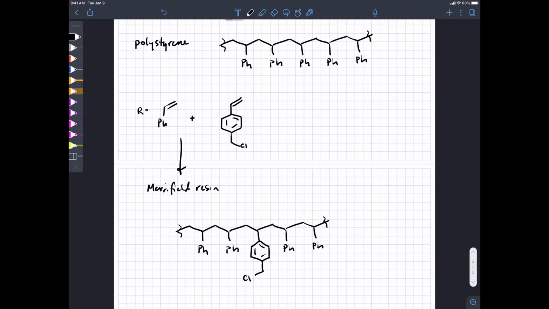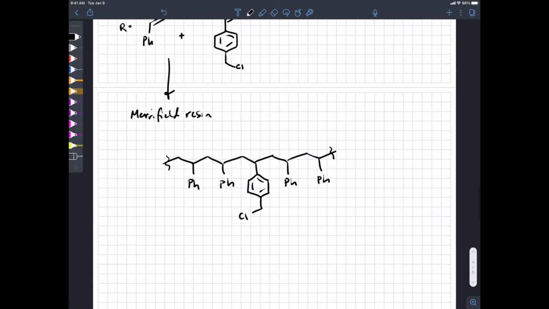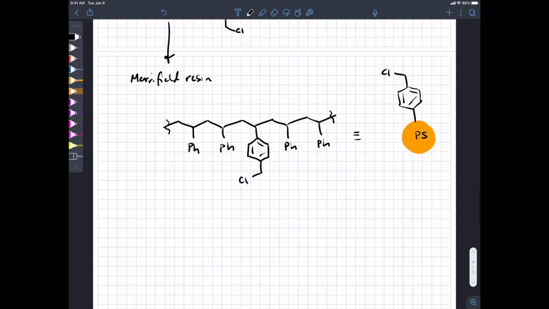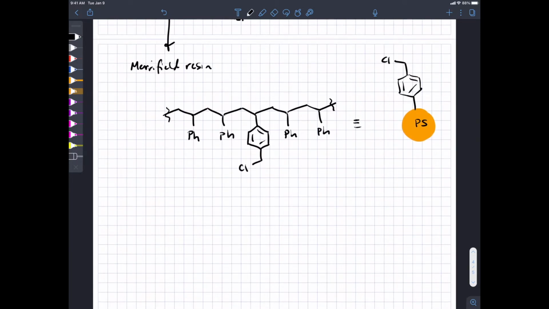Okay, so now you basically have a bead with a functional group on it that we can modify and that we can attach an amino acid to. So the Merrifield resin is a polystyrene bead, a phenyl group, and then this chloro leaving group at the benzyl carbon. All right, so now you can begin to see how we could attach a peptide to the resin.